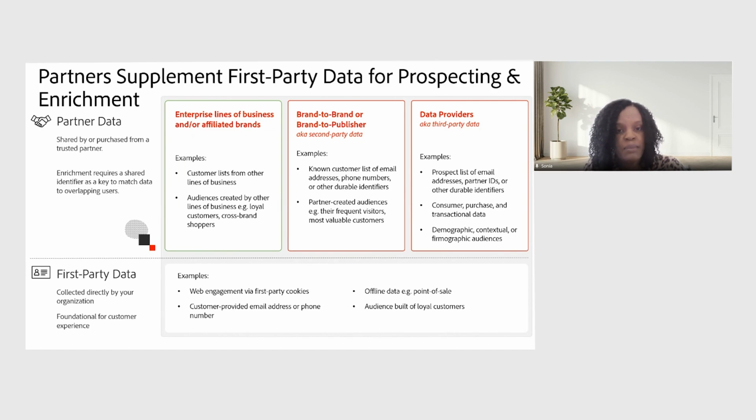Within real-time CDP, we have segment match that enables two brands or two customers to share data between each other. And then we have third-party data. So this is data that comes from providers that can provide things such as email addresses, partner IDs, or other what we call durable identifiers, together with consumer data and demographic information. So with third-party data, you're able to build upon profiles of existing prospects and customers and gain insights on new audiences outside of your own.